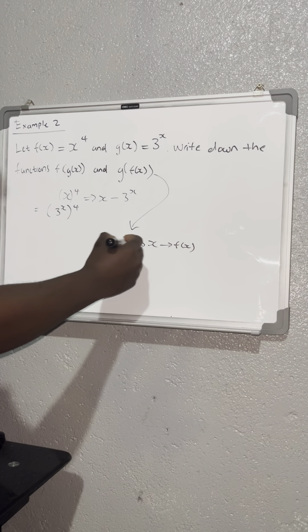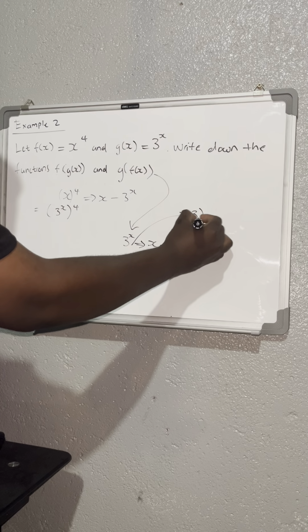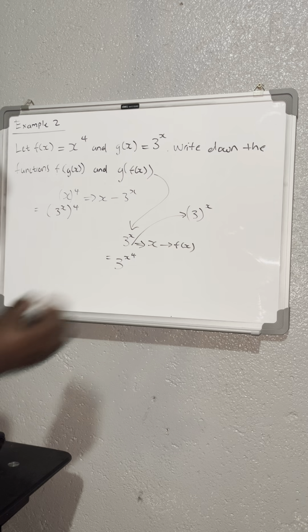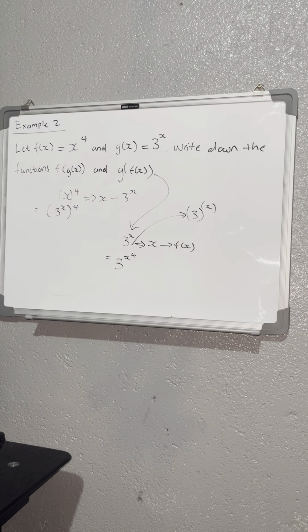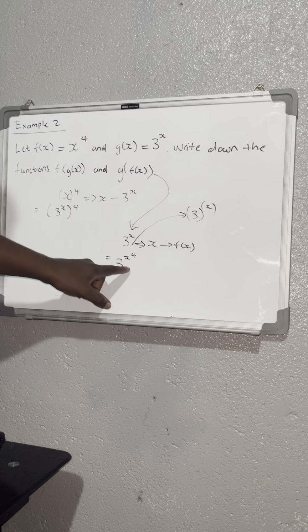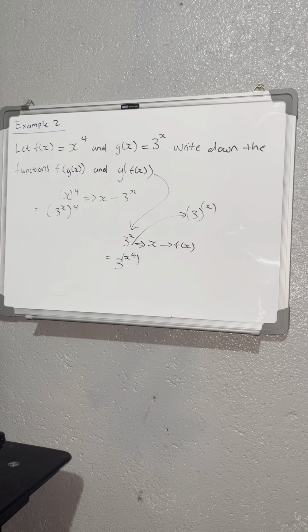So remember this one, you can also write it in this way, that you have your 3 raised to the exponent x. But where you have that x, that's where I had to replace it with the function. So as simple as that. I don't want to explain it further, I might start to confuse you guys. So that's basically how you do these types of examples.